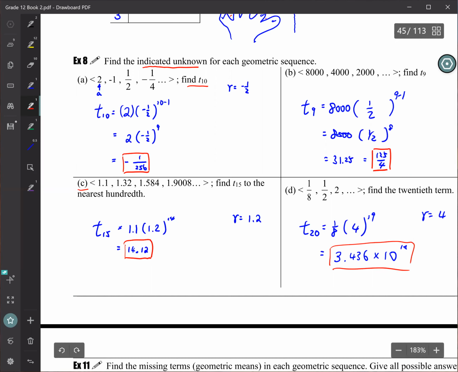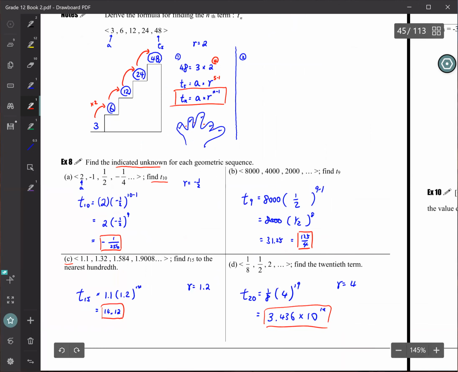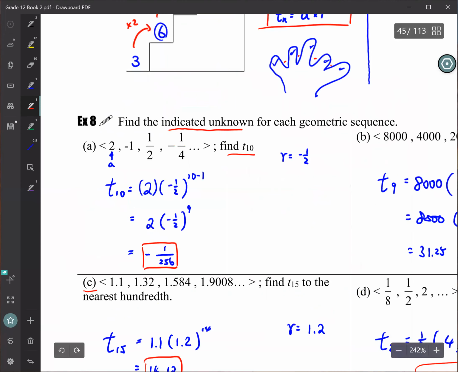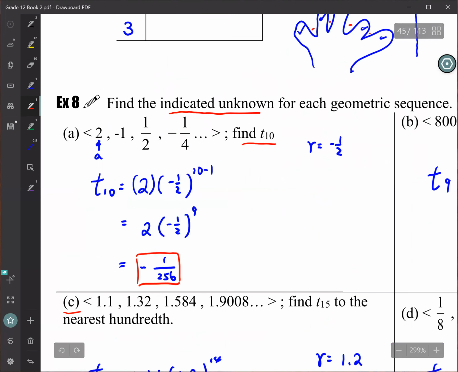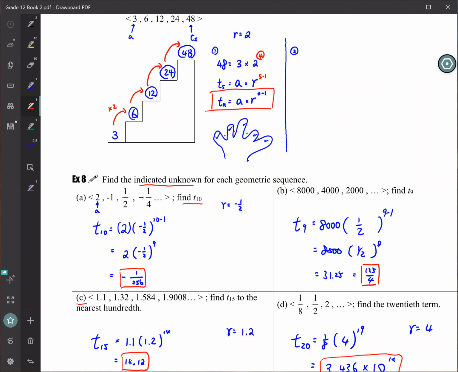So that's for using formula number 1. Based on these questions, you can see that if I want to use formula 1, you need to have 3 things given to you. You need to know which term you want to find, like T10, so n is 10. You also need to know the first term to start with. And of course, you must know the ratio, since it's a geometric sequence.